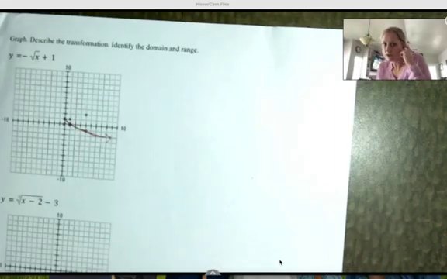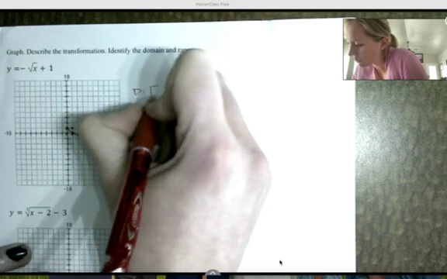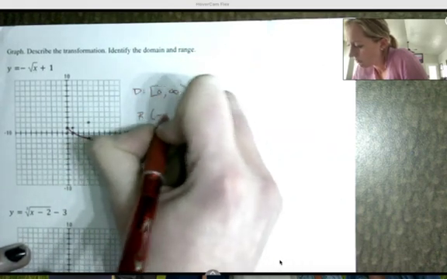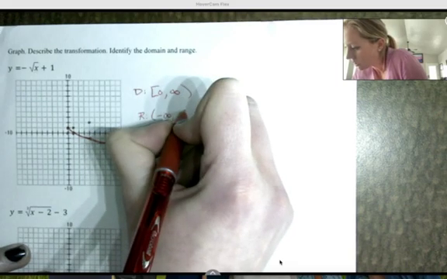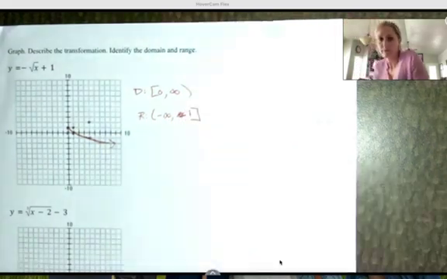Okay, so now it says to identify the domain and range. So the domain is 0 to infinity. Range, negative infinity up to 1. Okay.